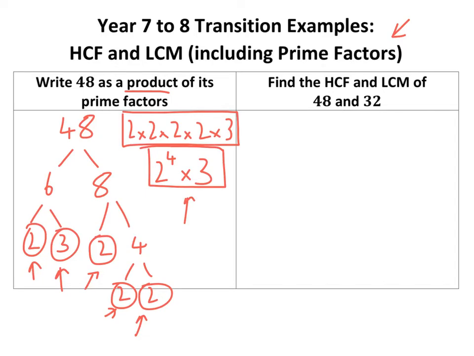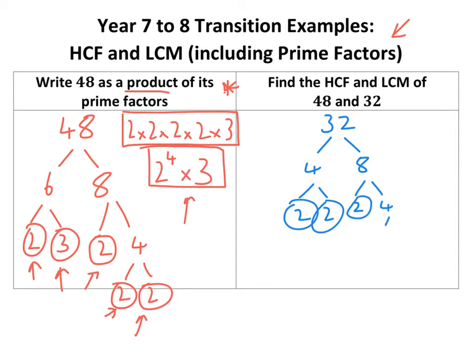All right. Now then, it says find the HCF and LCM of 48 and 32. Now, notice I have already done 48, so I'm going to do the same thing, but with 32 now. Okay, so 32 is 8 times 4, 4 times 8, 2, 2, circle, circle, they're prime. Okay, 2 and 4, circle, 2 and 2. Look at that, it's 2 to the power 5, or 2 times 2 times 2 times 2 times 2.